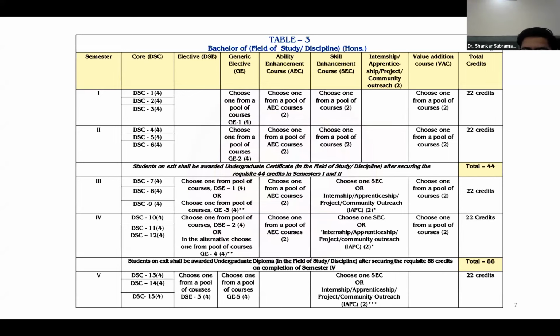Moving on to the fifth and sixth semester, the distribution of the 22 credits is in the form of DSCs, a compulsory discipline-specific elective, a compulsory generic elective. Unlike what was there in third and fourth semester, where there was a choice between the discipline-specific elective or generic elective, now in fifth semester, a discipline-specific elective as well as a generic elective are mandatory to be taken, and an SEC validation course is not there in the fifth semester. Because we move on to the honors program and we move on to the complete three-year degree program, so the validation course has been removed at that point.